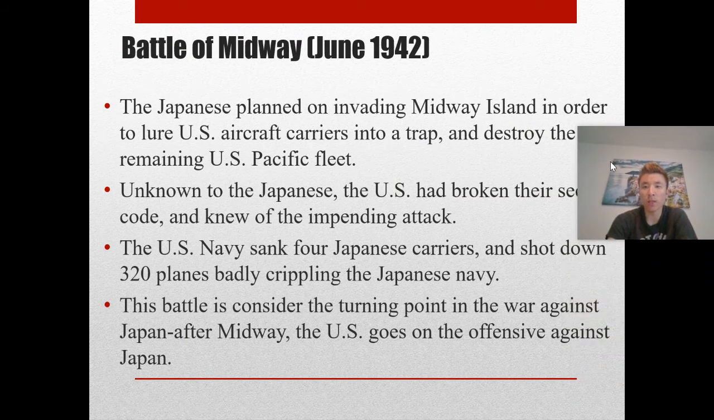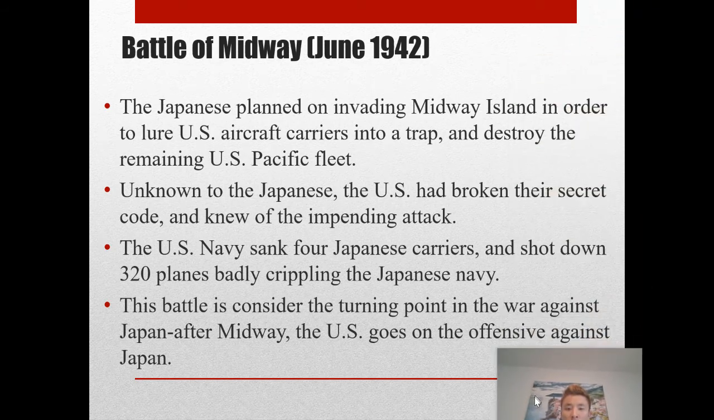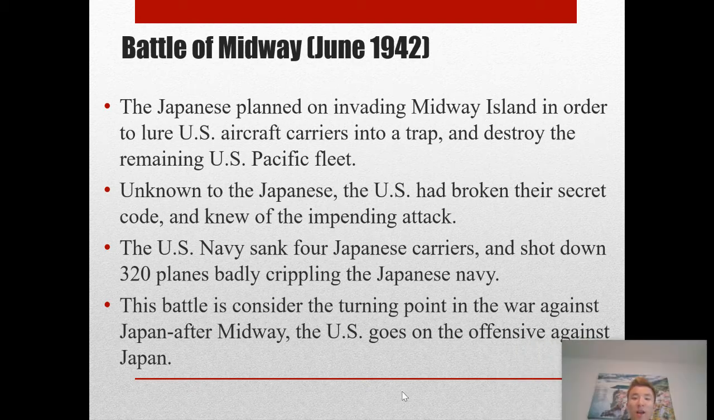The battle between the United States and Japan takes a huge toll. Let me move my screen so that it's not in the way. All right, so the Battle of Midway in June of 1942 is seen as a turning point in the war. The Japanese planned on invading Midway Island in order to lure the U.S. aircraft carriers into a trap and destroy the remaining U.S. Pacific Fleet. However, unknown to the Japanese, the United States had broken their secret code and knew of the impending attack.